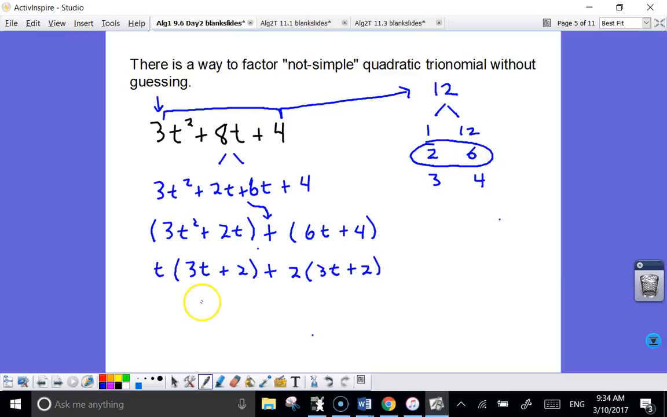So the last step is, actually we're factoring 3t plus 2 from both terms. We get 3t plus 2, and what goes in the other set of parentheses is t plus 2. Right, so t plus 2 times 3t plus 2. So how many steps is that, right?